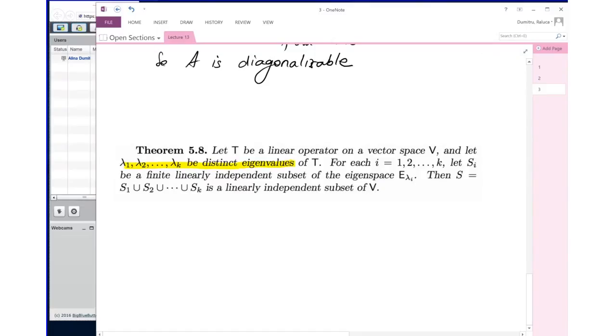And then for each lambda, you choose a finite linearly independent subset of E lambda I, right? So you just choose a couple of independent vectors in the eigenspace of lambda I. And then you put everything together into a single set called S. You want to show that S is still independent. That's exactly what we need, right? That allows us to choose as many independent vectors as we want from each eigenspace.